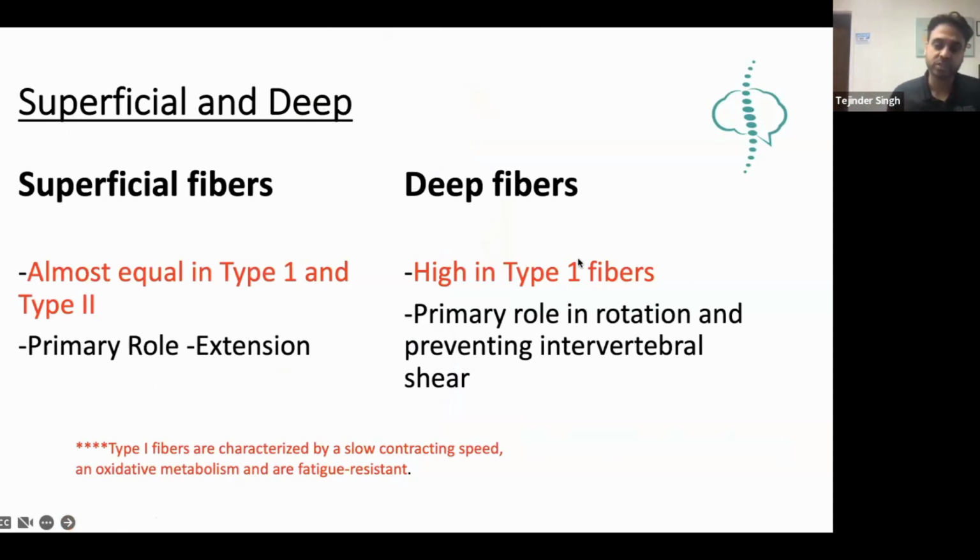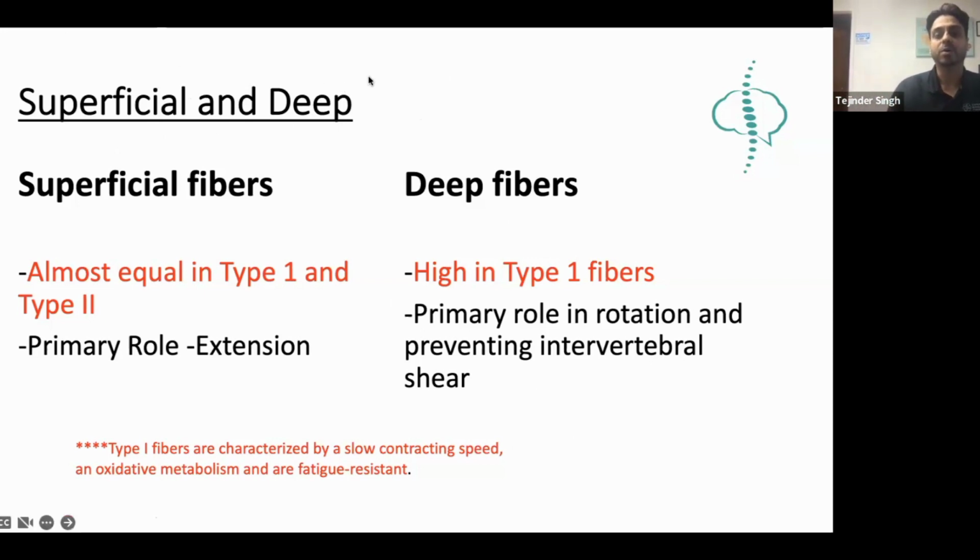So a lot of morphologists have studied this muscle in greater detail, and they've divided the muscle into superficial fibers and deep fibers. Deep fibers are very type 1 in nature, which means that they are slow oxidative. They are kind of postural muscles. As far as superficial fibers are concerned, they are very similar to erector spinae, which is your primary spine extensor.